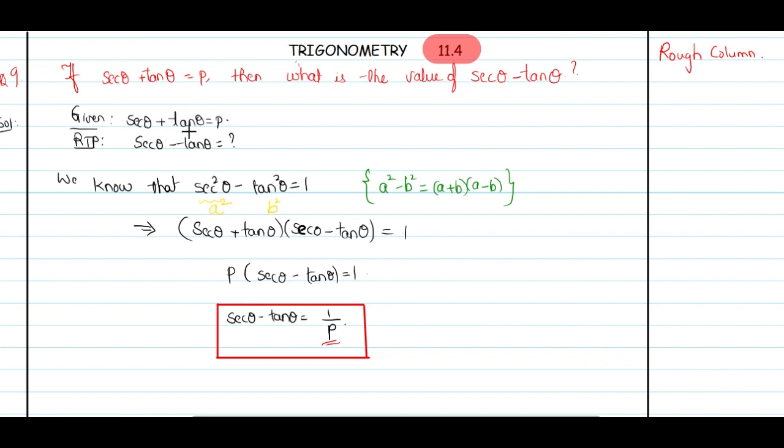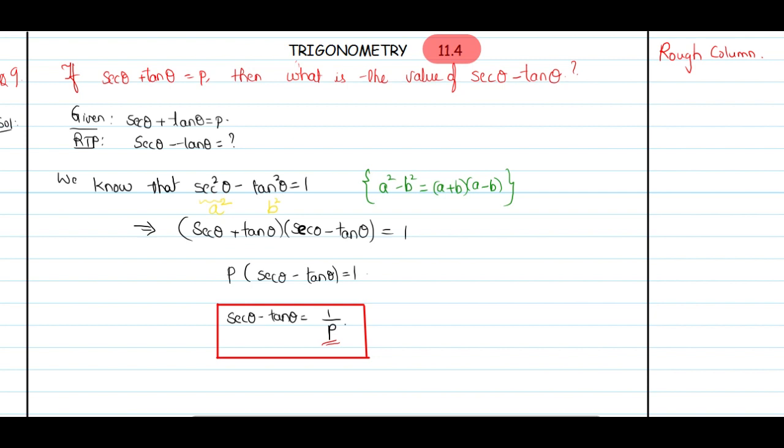But we already have the value of secant theta plus tan theta as p. Let us substitute that. So, we get p into secant theta minus tan theta is equal to p, and when we transpose this p to the RHS, we are left with secant theta minus tan theta on the LHS, and that is equal to 1 upon p. Here it is because p was multiplying with the entire expression. So, when we transpose it, it will go into the denominator, that is 1 upon p. So, this was very simple, right?